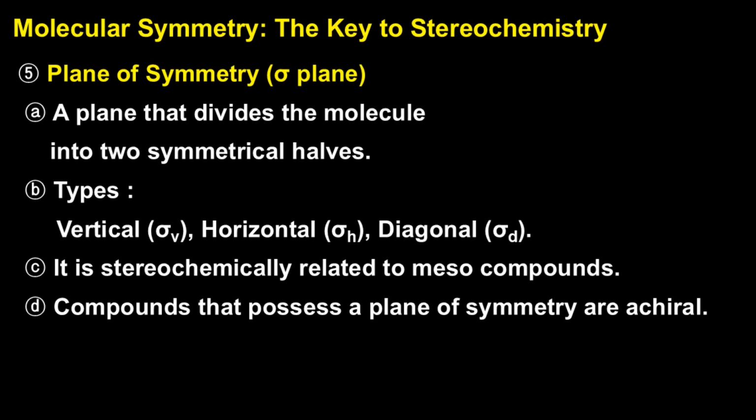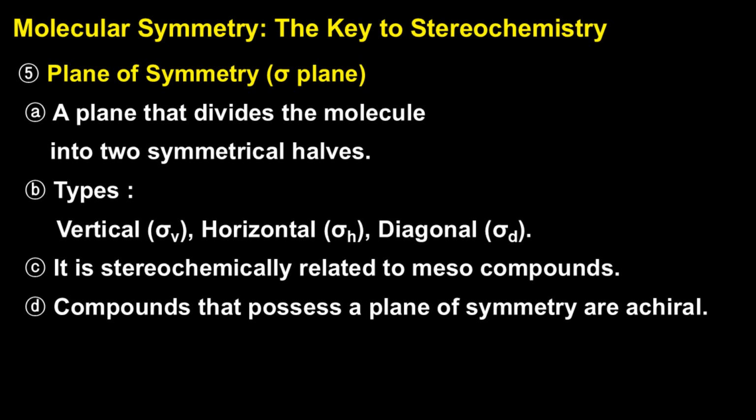Rotational symmetry is definitely important when we're classifying molecules, but it's not the only thing that matters. Another key factor is planes of symmetry, also known as sigma planes. So what exactly is a sigma plane? It's an imaginary plane that splits a molecule into 2 mirror image halves. If one half of the molecule reflects perfectly onto the other, then the molecule has a plane of symmetry.